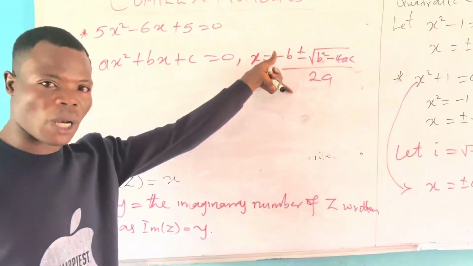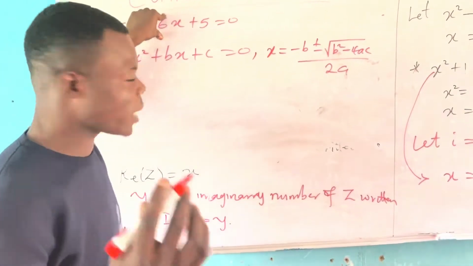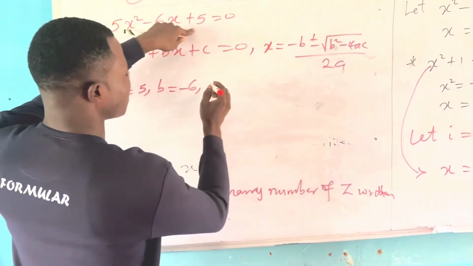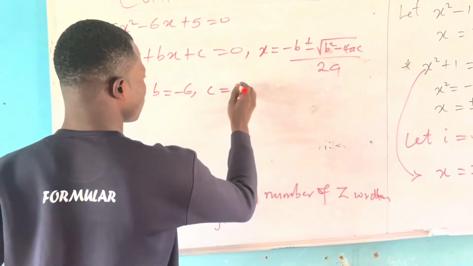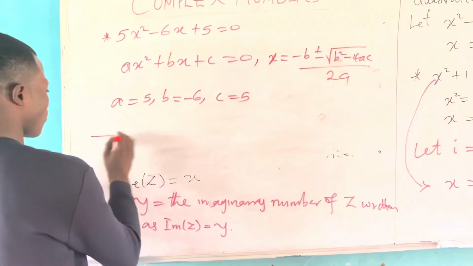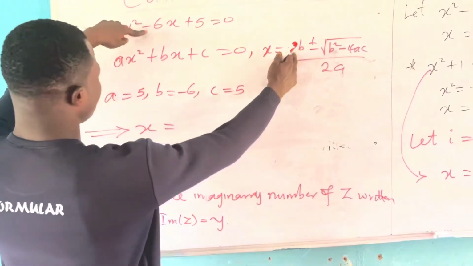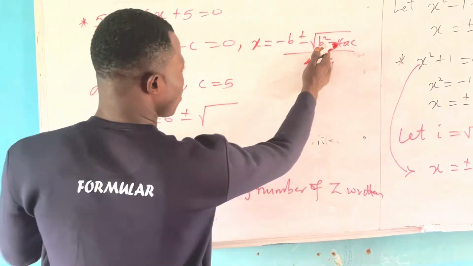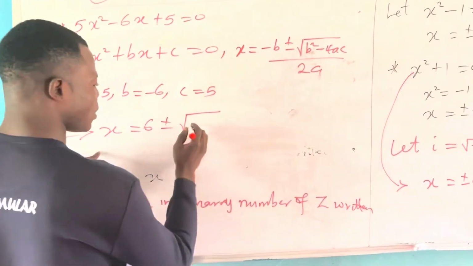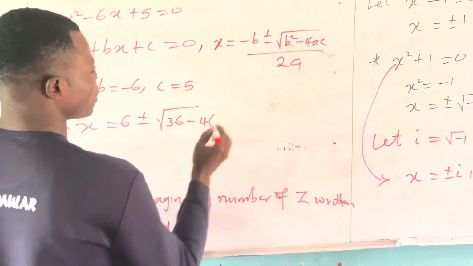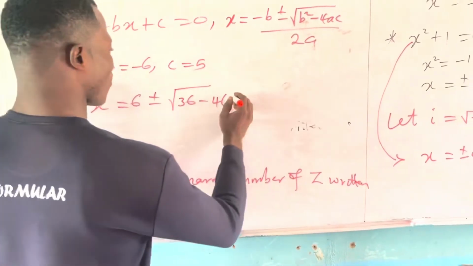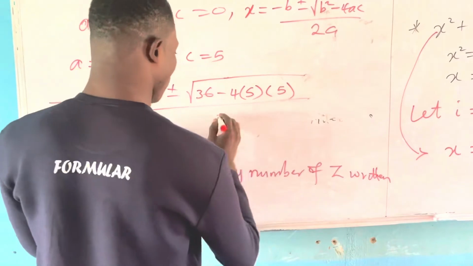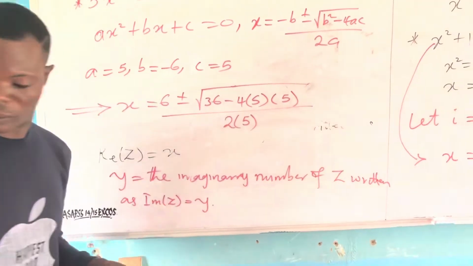This is the quadratic formula, and if we use it to solve this equation, you agree with me that we're going to have a equal to 5, b equal to minus 6, and c equal to 5, right? So let's substitute into the quadratic formula. We're going to have x equal to minus b, so 6, plus or minus square root of b squared, and our b is minus 6, squared it is 36, right? So minus 4 times a, and our a is 5, times c, our c is also 5, all over 2 times 5. So let's simplify this.